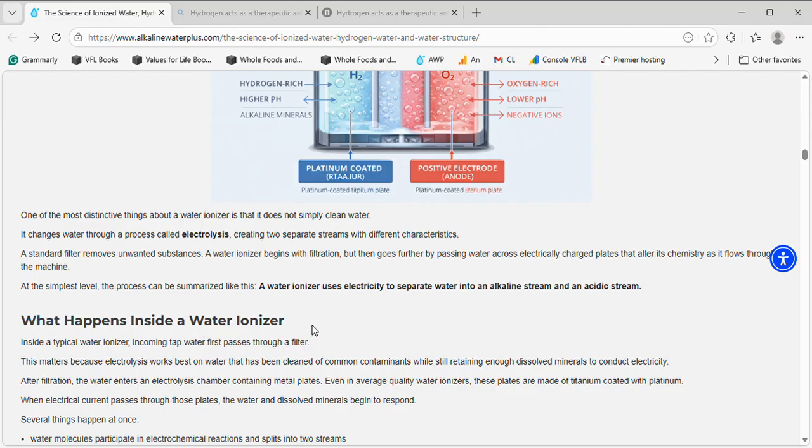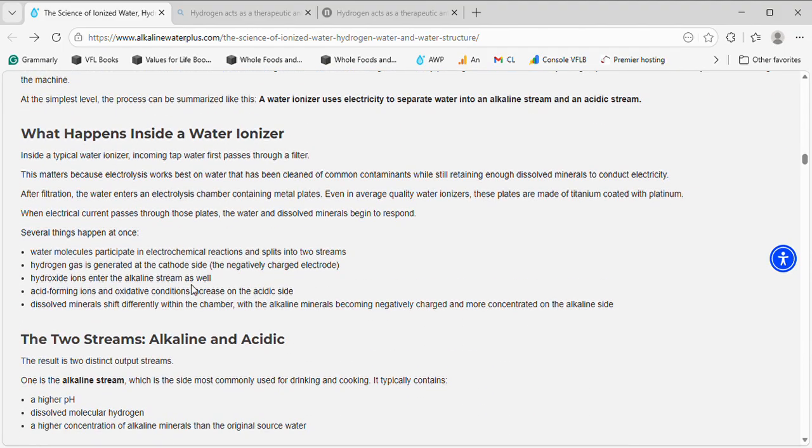And what happens inside, well, I already described what happens inside, but basically water molecules participate in these electrochemical reactions and split into two streams like this. There's hydrogen gas generated at the cathode side where the alkaline minerals are concentrating and it's negatively charged. So hydrogen gas is important. That's your molecular hydrogen. And these ions enter the alkaline stream.